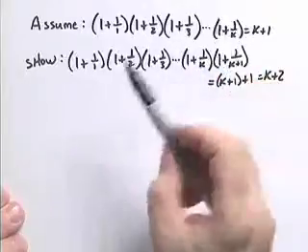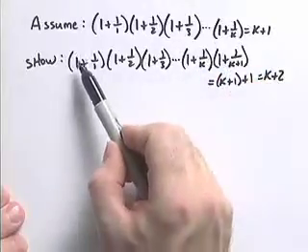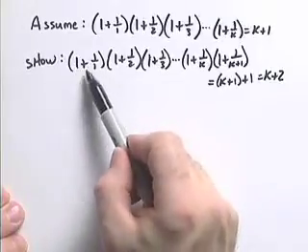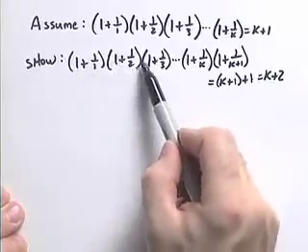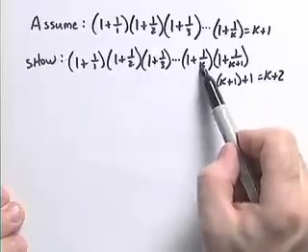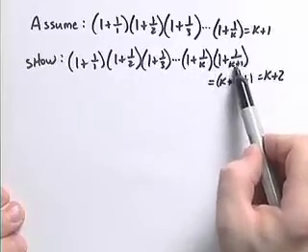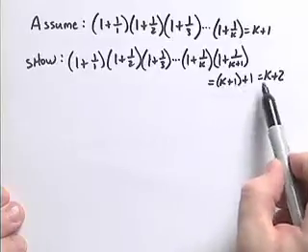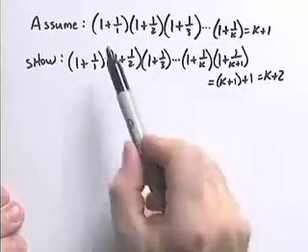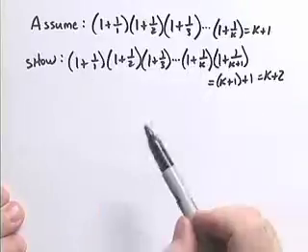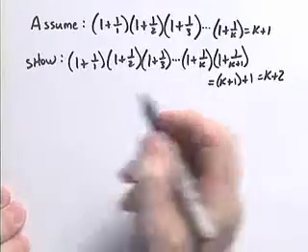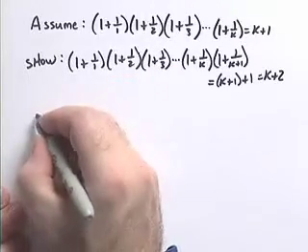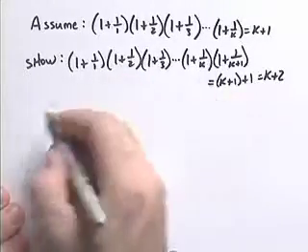Assuming this is true, we'd like to show then that this is also going to be true for k + 1. That is, that (1 + 1/1)(1 + 1/2)... (1 + 1/k)(1 + 1/(k+1)) equals k + 1 + 1, which equals k + 2. So we're going to assume this is true and try to show that this is also true. So we're going to go ahead and start with our left-hand side here.